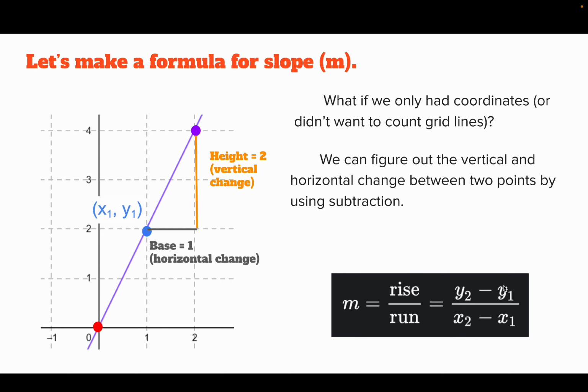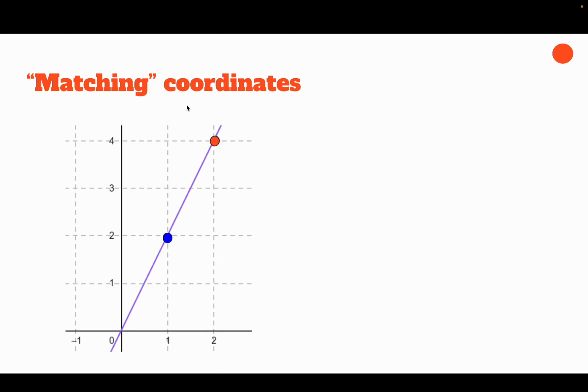So x1, y1 would be one of the points, and x2, y2 would be the other point. So we're just differentiating between the coordinates. If we kept everything as x and y, we wouldn't know which point we are referring to. When we plug into our slope formula, we just have to make sure we are matching up our coordinates.